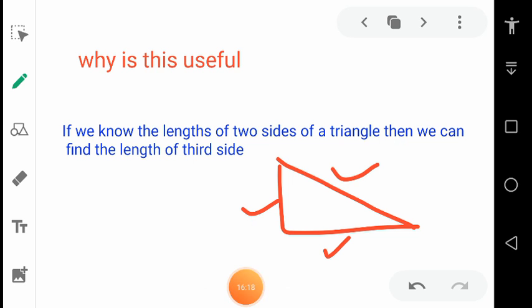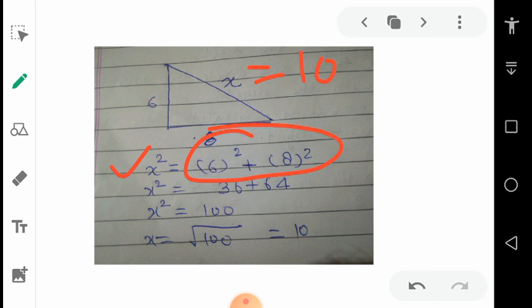It doesn't matter which side you are going to find out, it may be the hypotenuse or the remaining two sides. Again, to use Pythagoras theorem in a proper way, see, we want to find x, so we write the Pythagoras theorem first, write the main form of the Pythagoras theorem, then you can modify it. So we write x square equals 6 square plus 8 square, it is 36 plus 64, 100, and the square root of 100 is 10.